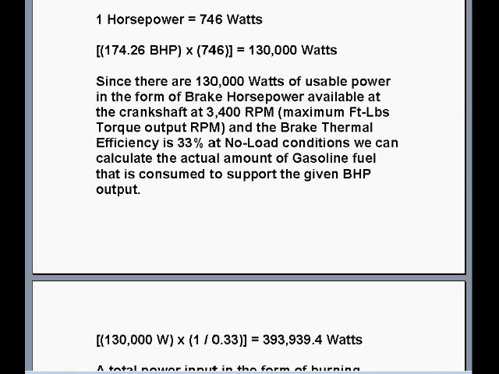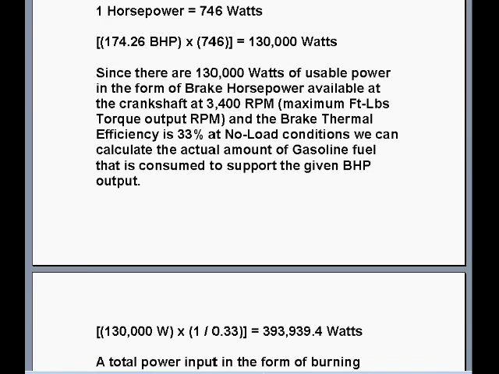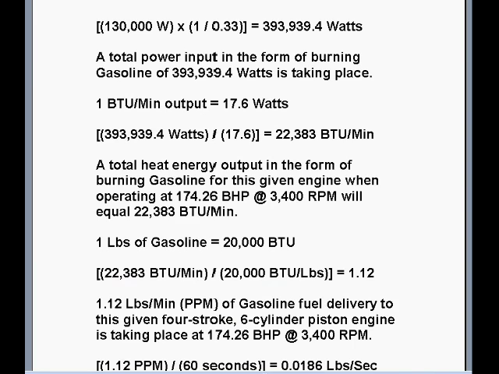RPM, which is the maximum foot-pounds torque output RPM, and the brake thermal efficiency is 33% at no load conditions, we can calculate the actual amount of gasoline fuel that is consumed to support the given brake horsepower output. 130,000 watts times 1 over 0.33 equals 393,939.4 watts. A total power input in the form of burning gasoline of 393,939.4 watts is taking place.